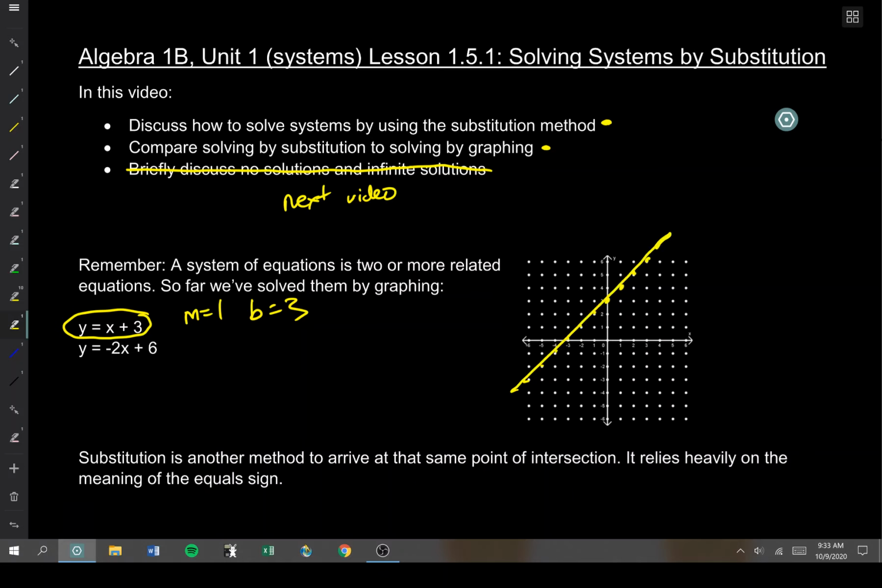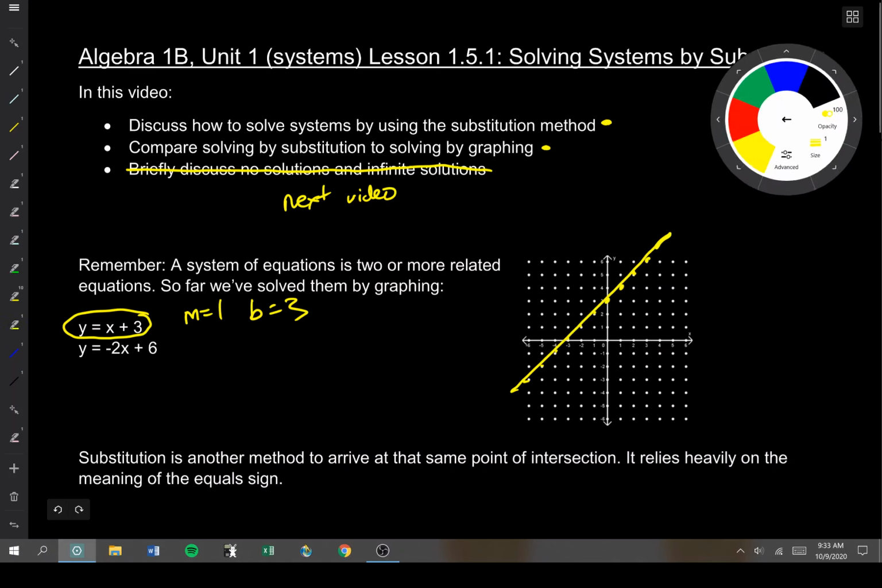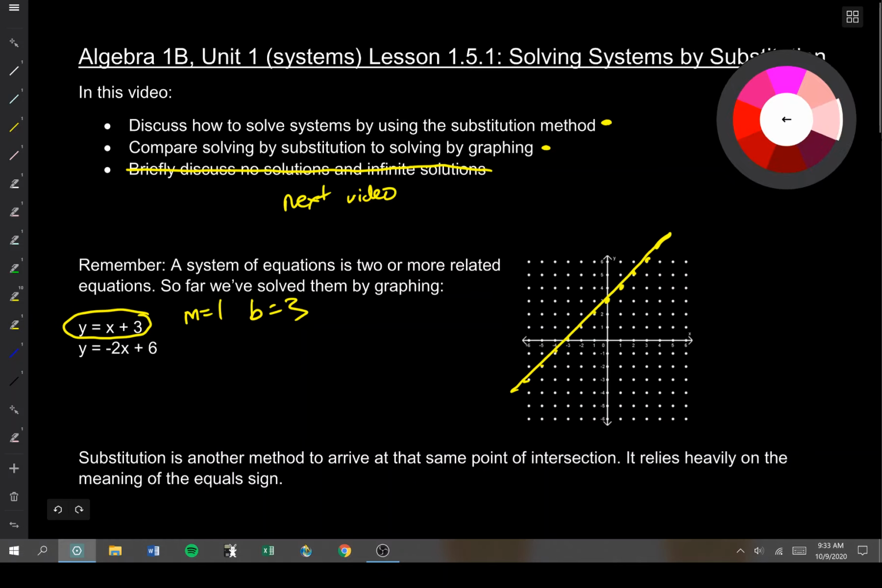And then this one over here has a slope of negative 2 and a y-intercept of 6, so it'd start here and go down 2, right 1. And it's going to graph like this. And their point of intersection was right here at the point 1, 4. So 1, 4 was their point of intersection.